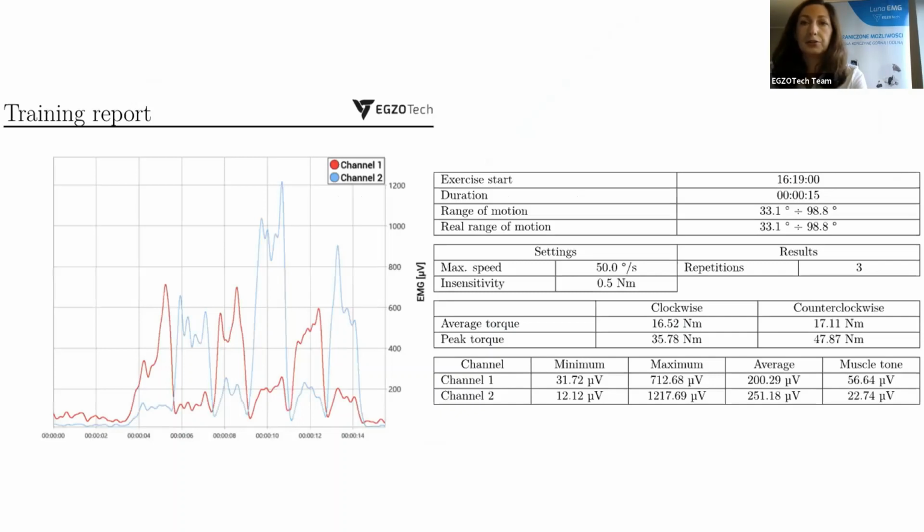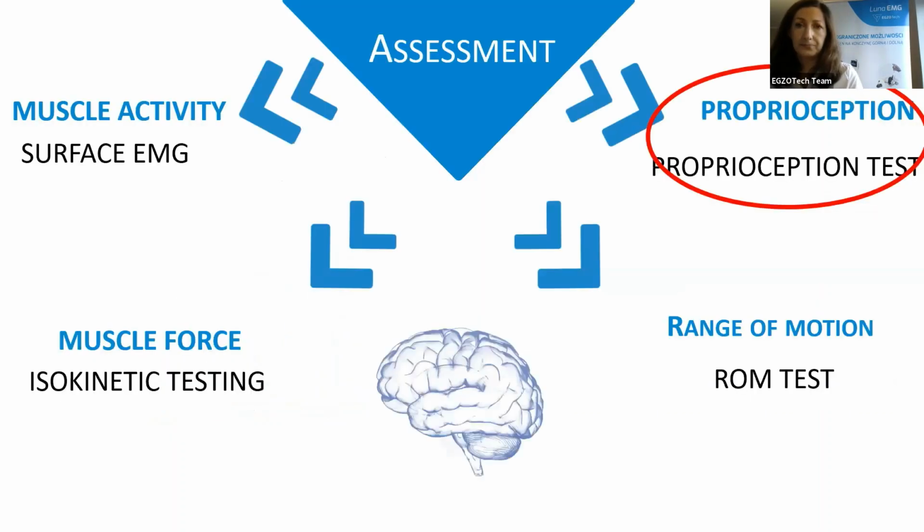After each training, you can have the training report from which you can collect several data like the range of motion, the maximum speed, the repetitions, the torque, and also the muscle activity and maximum voluntary contractions, of course, when the electrodes are in.